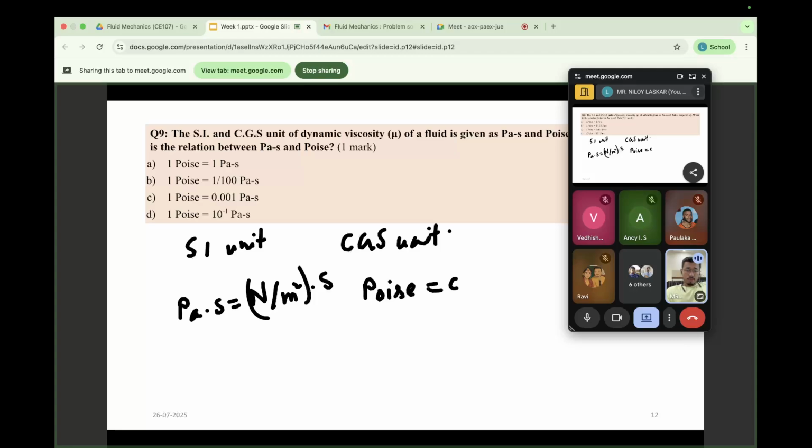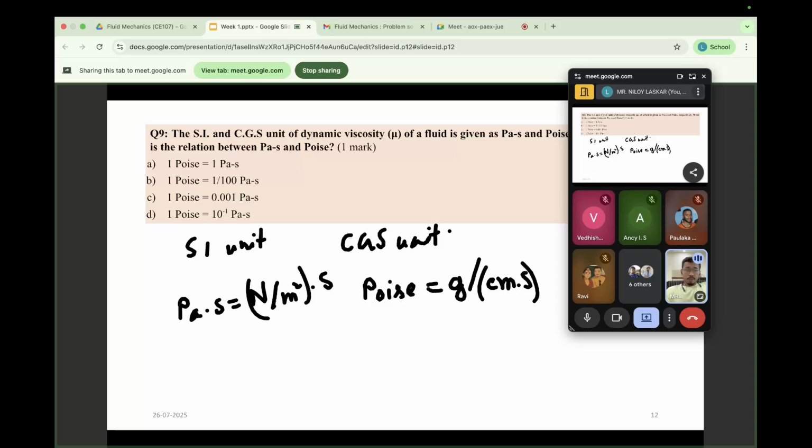Since it's a CGS unit, it should be gram per centimeter per second, or we can write dyne second per centimeter square. Okay, so that is the thing. So basically, what we know?